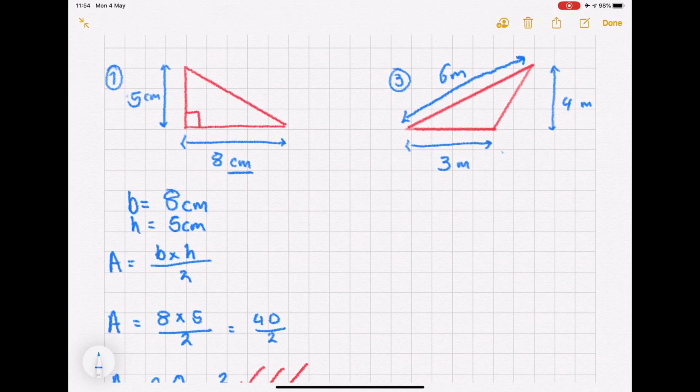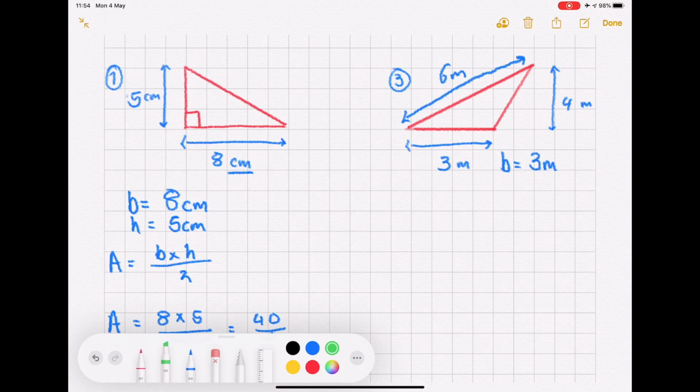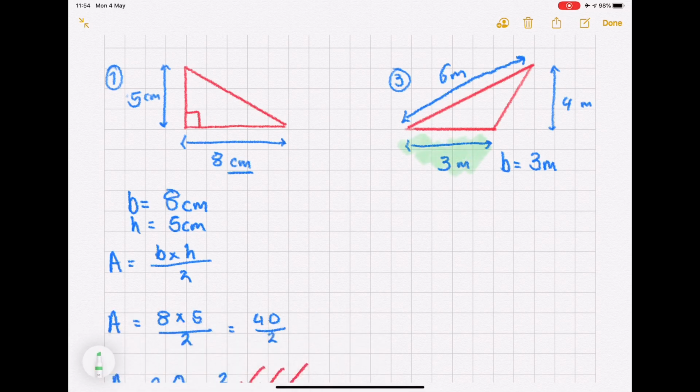Okay, let's have a look at this third example. A little bit tricky because we've been given 3 values. So first things first, what's our horizontal base? Well, our base is 3 meters because that goes horizontally. Let's get that along the bottom there. So that's our base. So what's our height?